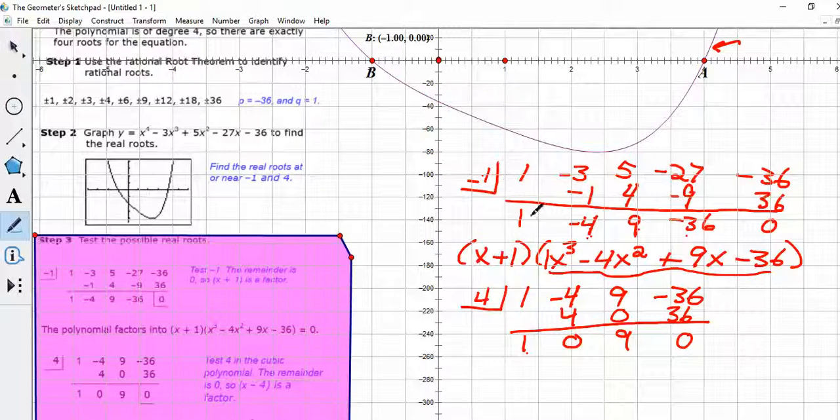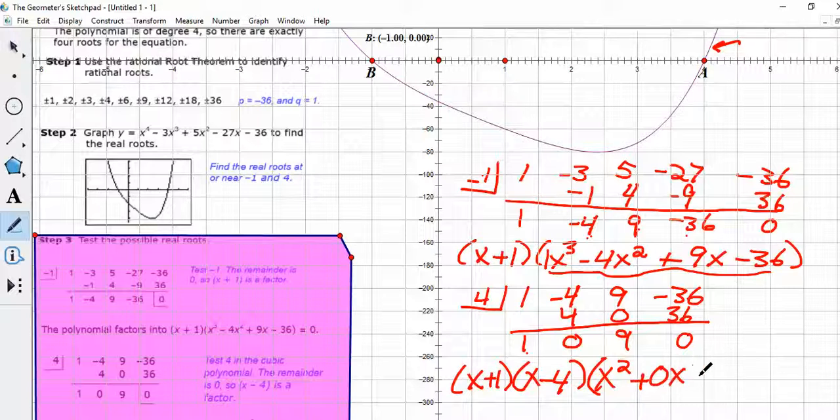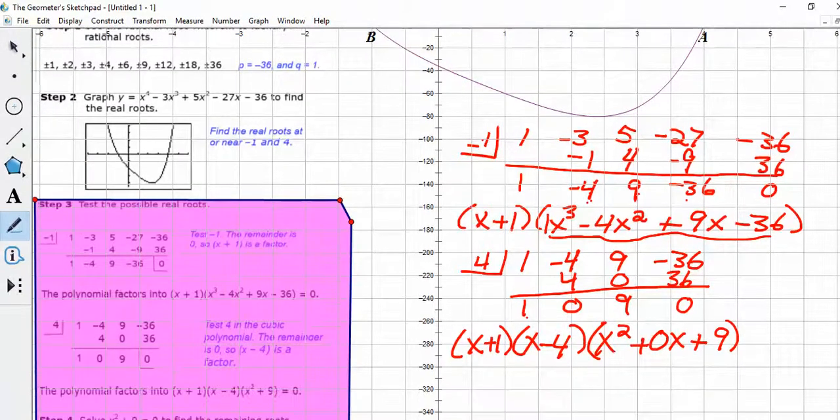So now I already had the x plus 1. Now I also get that it's x minus 4. Remember to use the opposite sign. And then what would be left is this would be 1x squared, because squared is 1 less than the cubed. So 1x squared plus 0x, which you can write if you want. Most people wouldn't though. Plus 9. Let me write that without the 0x, because then you might recognize, oh, I think I could factor that.